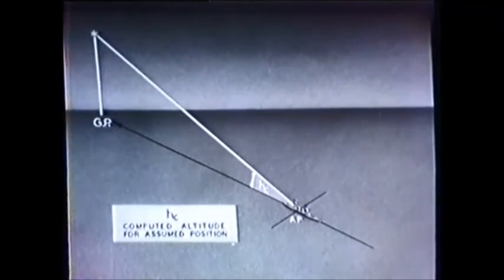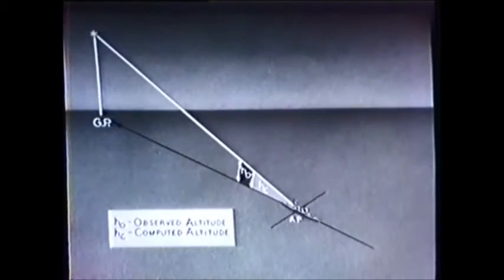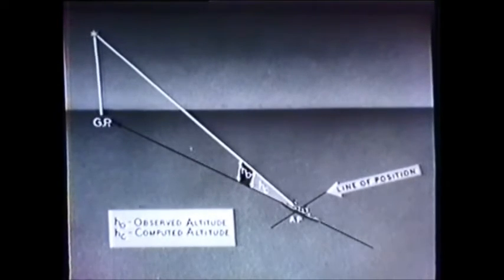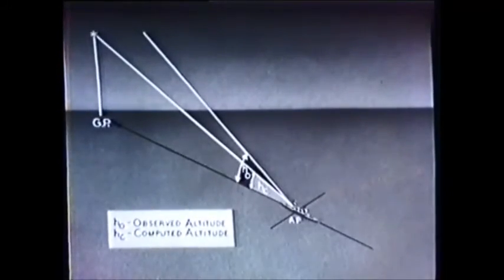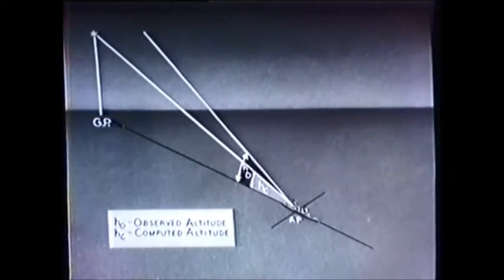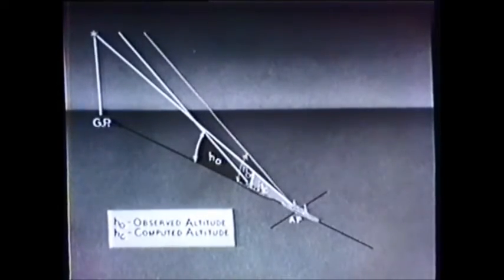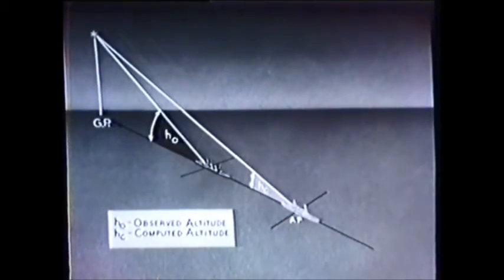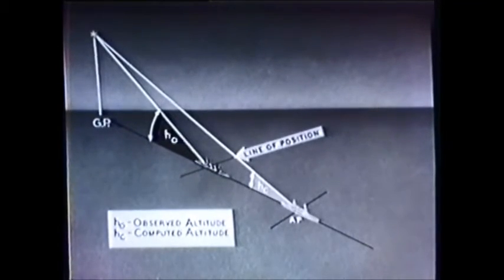If the observed altitude and the computed altitude are the same, he knows that he is somewhere on this line of position. However, such accuracy in assuming a position is unlikely, and he will usually find that there is a difference between the two altitudes. If the observed altitude is greater than the computed altitude, then this condition exists, and you can see that he must actually be closer to the geographical position of the star than he assumed, and his line of position would be here at the solid ship.